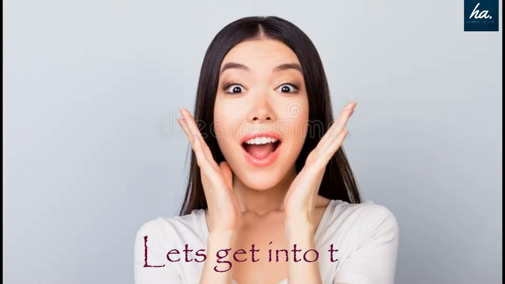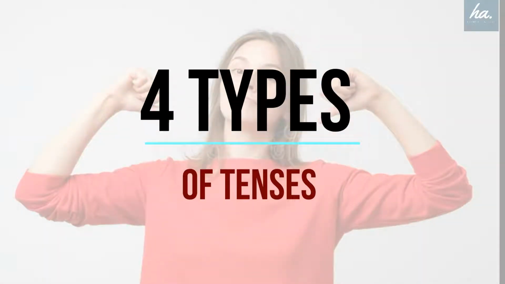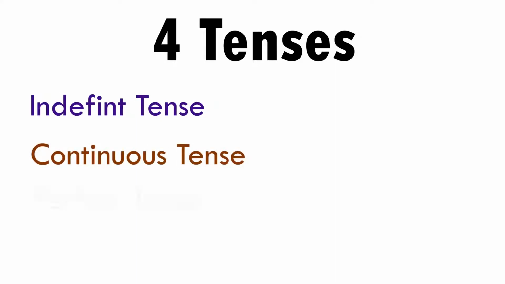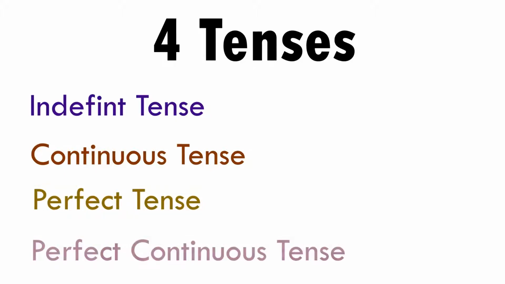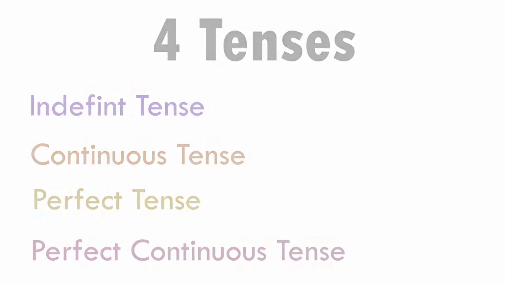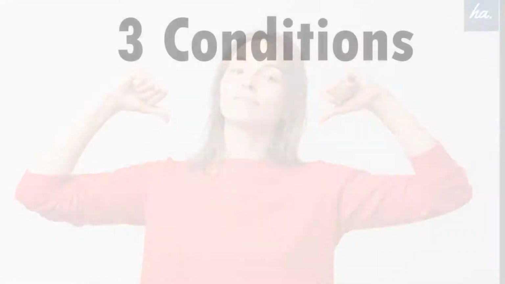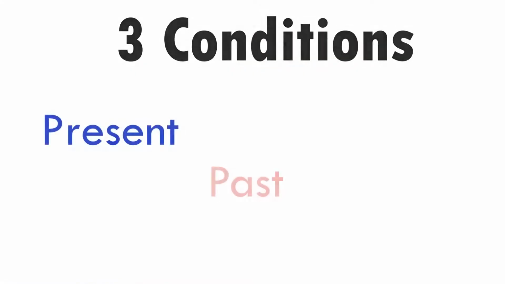Okay, so let's get into that. Here are four types of tenses that we use in our sentence or while speaking English. That includes first, indefinite, or you can say simple tense. Second one is continuous, third one is perfect, and fourth one is perfect continuous tense. And here are three conditions on the basis of which we use all those four tenses, like indefinite, continuous, perfect, and perfect continuous. And those conditions are present, past, and future.